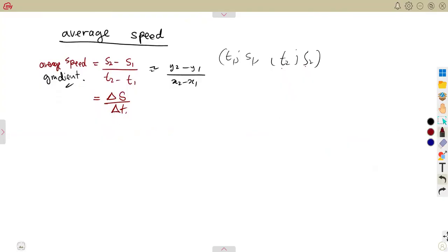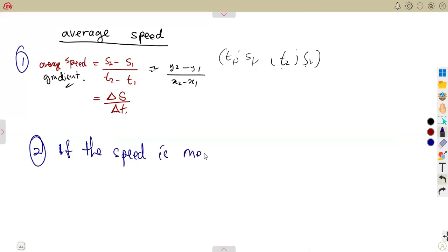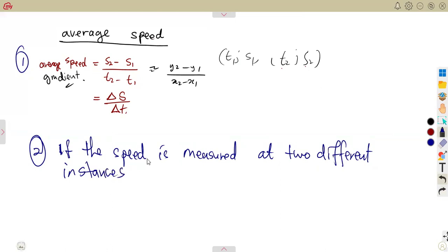But now consider that we are given two speeds. All right. So let's say the speed is taken or measured at two different instances. So we need to consider that at two different instances. What is going to be our average speed this time?